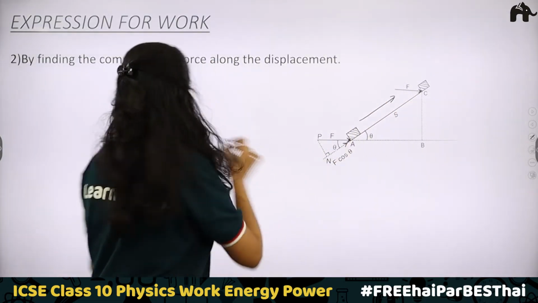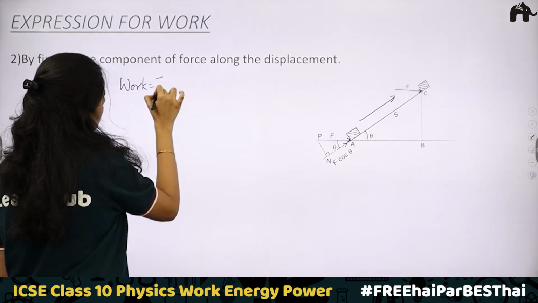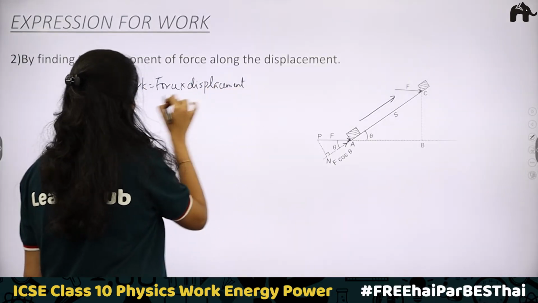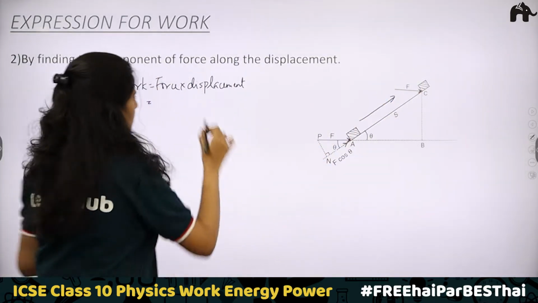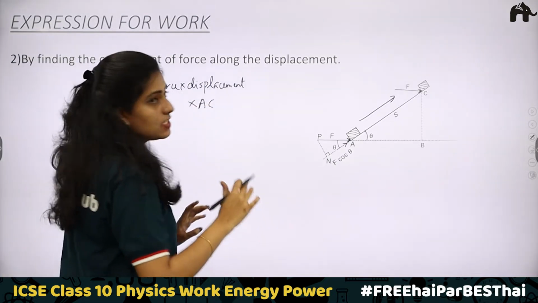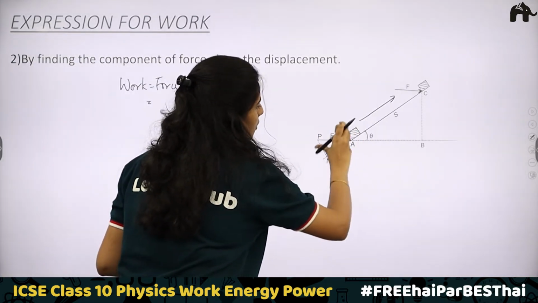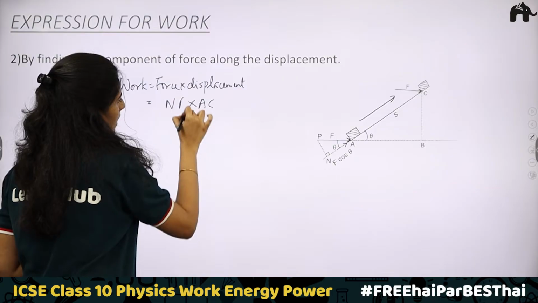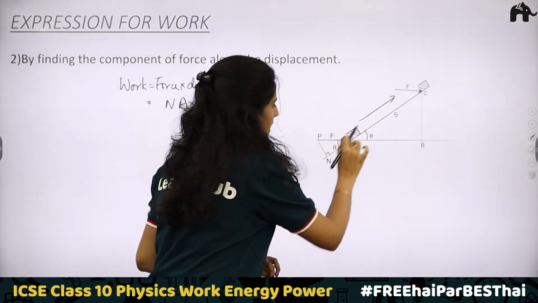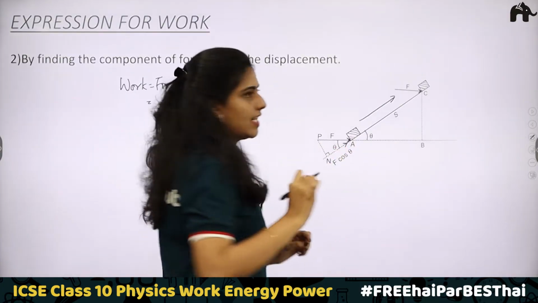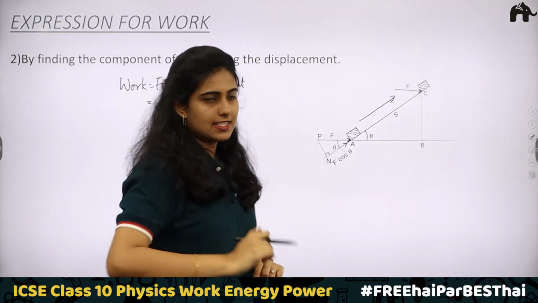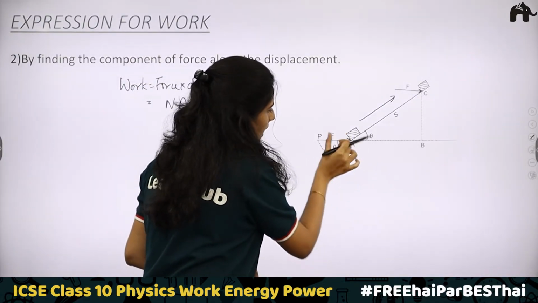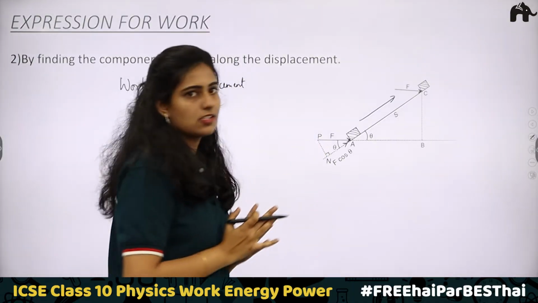AC is the displacement. We have work is equal to force into displacement. Here displacement is the same, that is AC. For force, we need the component of force that is in the direction of displacement. That is, here it is NA. Now, we will be considering a right triangle. Here, by extending this, we understand that we have two vertically opposite angles, right? This angle and this angle will be equal. They are vertically opposite angles. So, PAN will be equal to theta.